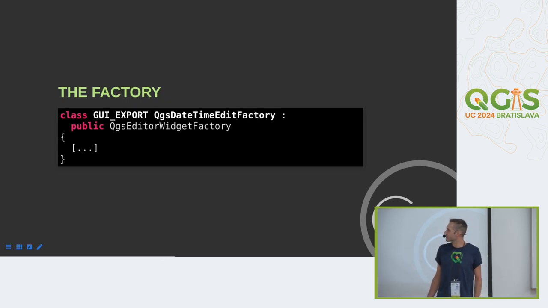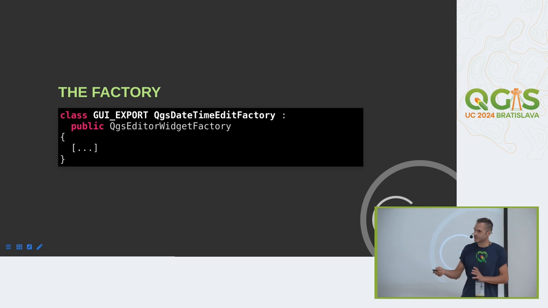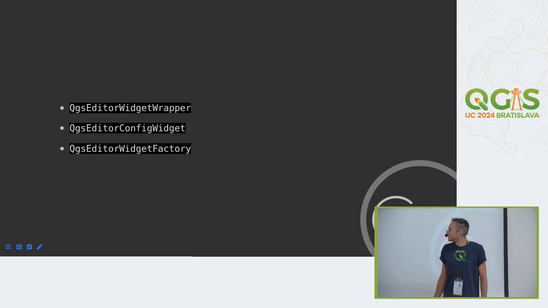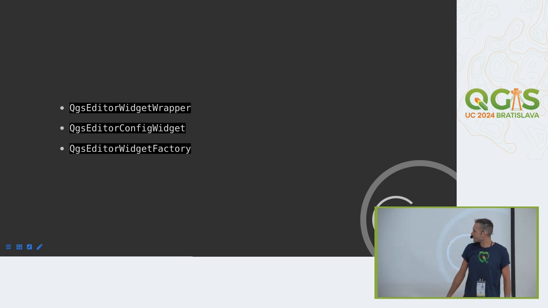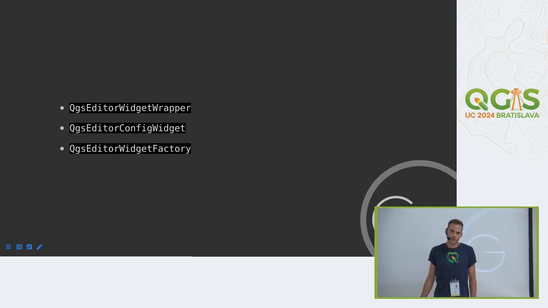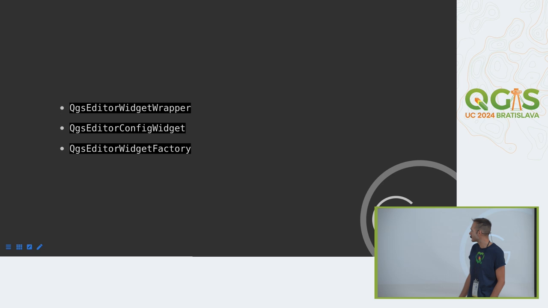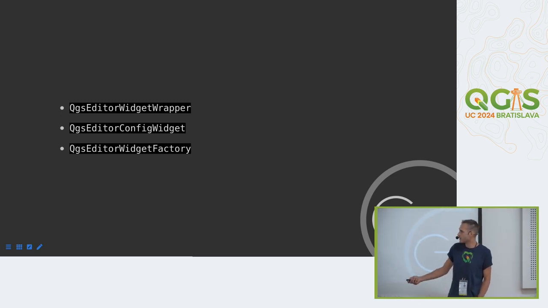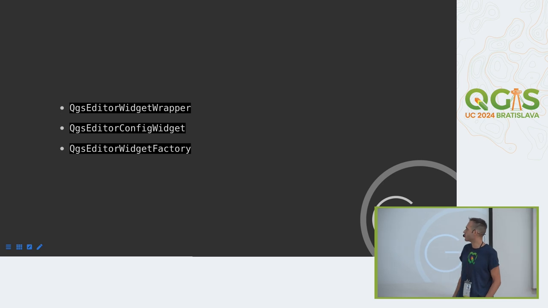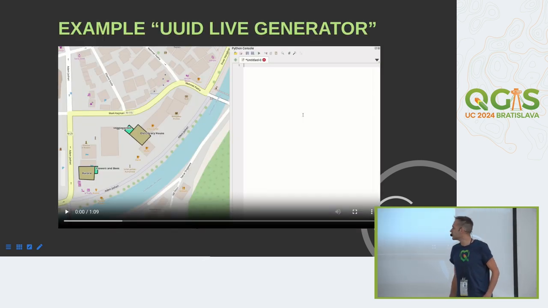And then the third one is the factory. It's mainly a class to create the two other components at runtime and give it the name and so on. Well, this means we have these three base classes exposed to the Python API of QGIS, to the PyQGIS API. And now we can use them to create our own widget. I made here a super simple example. I show you in a small video.